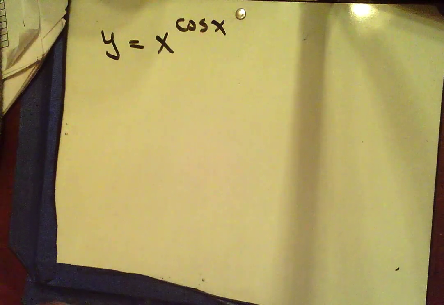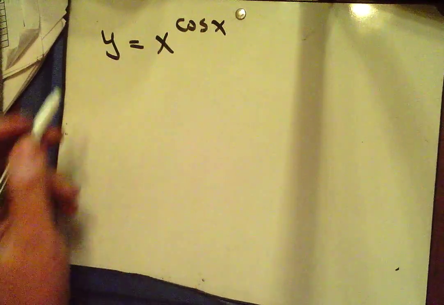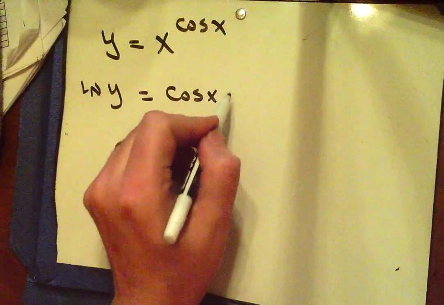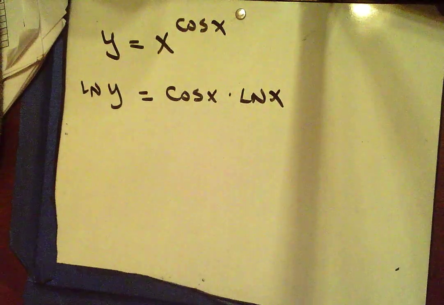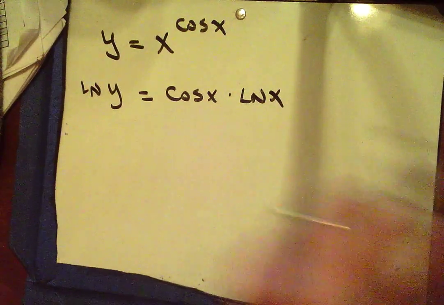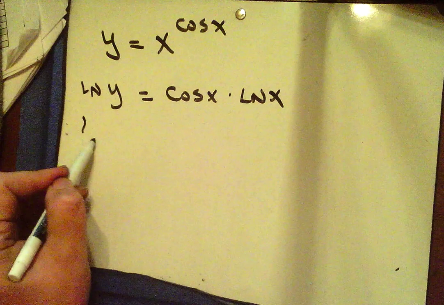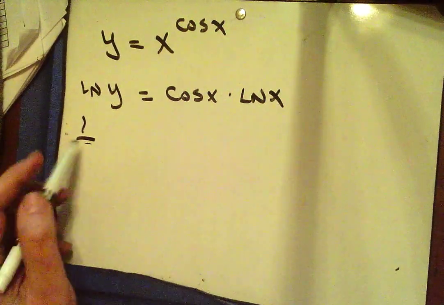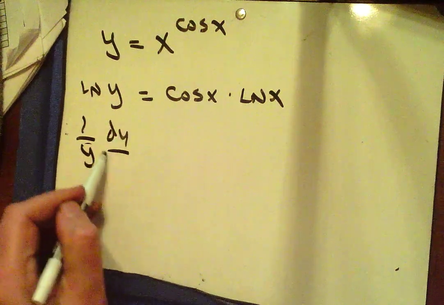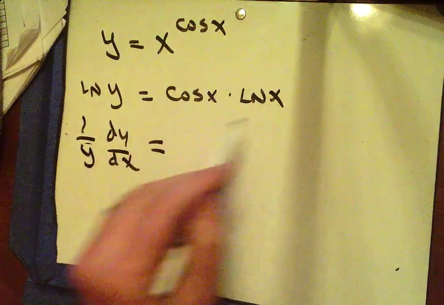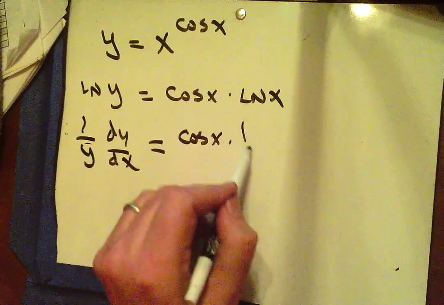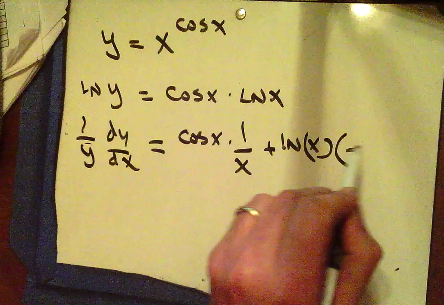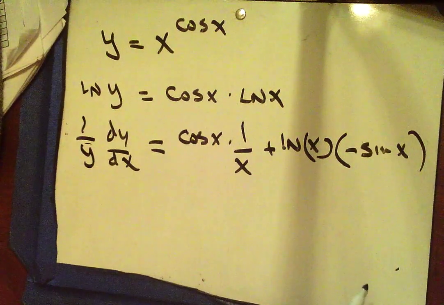Hi, welcome back. So, did you remember to take the ln of both sides? That always has to happen first. Now what? Well, now we do the derivative. 1 over y, dy/dx equals product rule, cosine x times 1 over x plus ln of x, derivative of cosine, minus sine x.